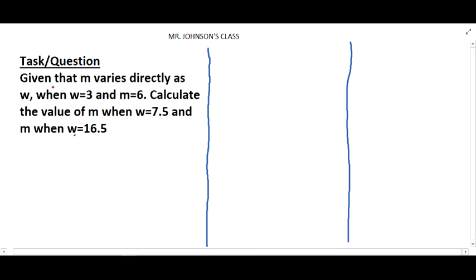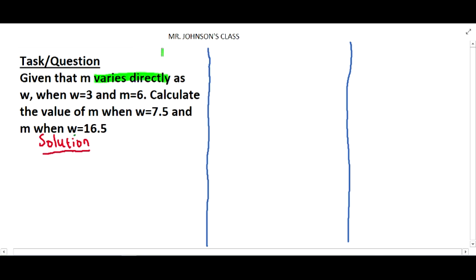The question says, given that m varies directly as w, when w is 3 and m is 6, calculate the value of m when w is 7.5 and when w is 16.5. Don't be confused. This is just simple. So I'm going to take you step by step on how to solve such questions. Okay, solution. Given that m varies directly, always ask yourself, what is the relationship between these quantities?